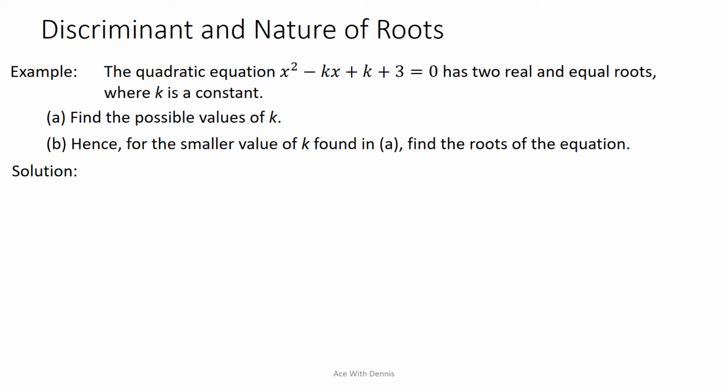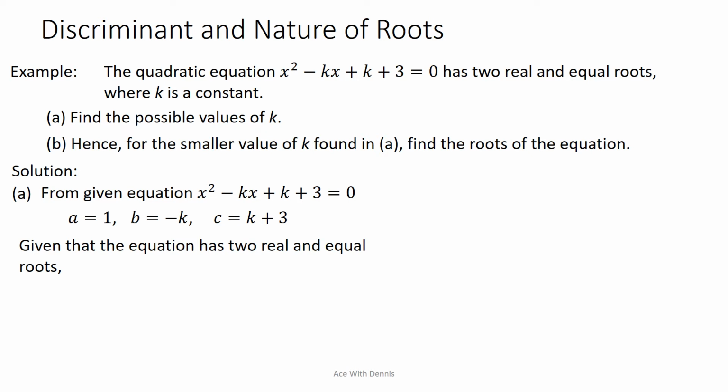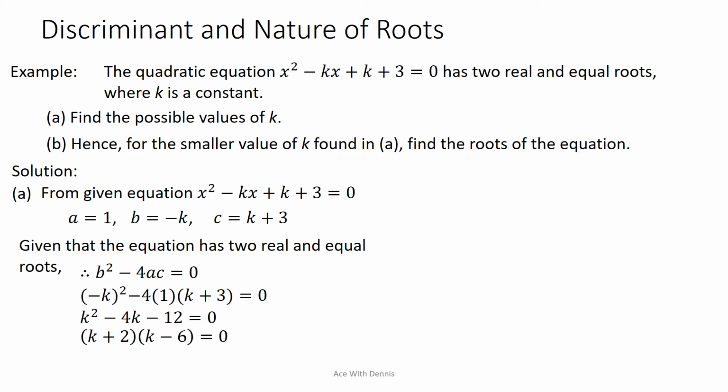The solution for this example is, for A, from the given equation x squared minus kx plus k plus 3 equals 0, we determine a equals 1, b is negative k, and c is k plus 3. It is given that the equation has two real and equal roots. So we can say that b squared minus 4ac is equal to 0, which becomes negative k squared minus 4 times 1 times (k plus 3) equals 0. And it becomes another quadratic equation: k squared minus 4k minus 12 equals 0.